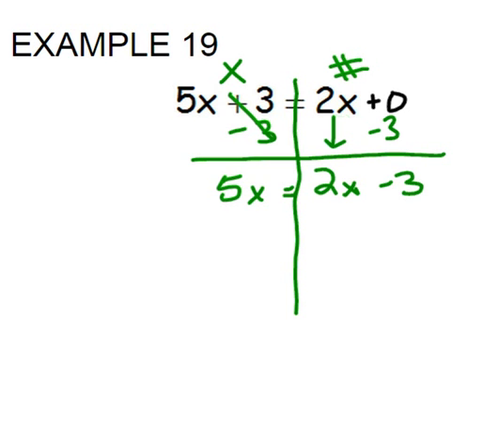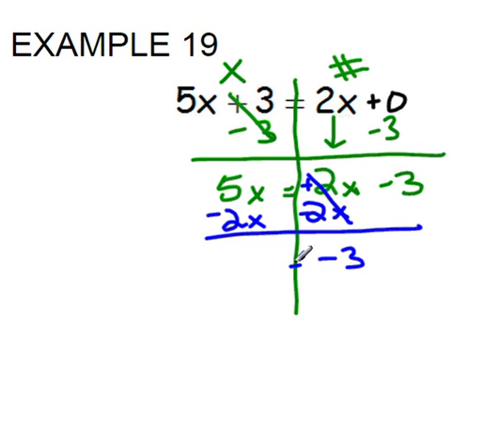Next, I'm going to focus on the right side, which is where I want to keep my constant of negative 3. So I need to move this variable term of 2x. It is a positive 2x, so we're going to subtract 2x from both sides. And that will cancel out the 2x over here and leave us with negative 3. And on the left, we get 3x.